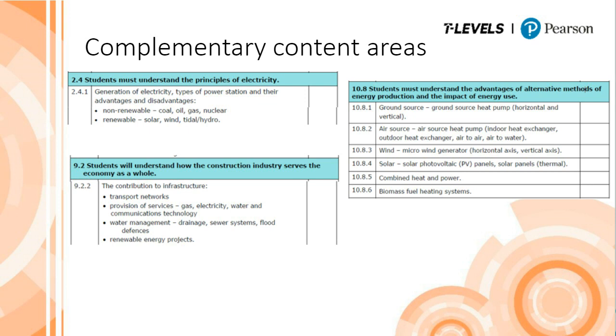There we go. 2 is science, 10 is sustainability, and 9 is construction and the built environment industry. So those 3 there, you can see straight away there are links between them. You can probably even link into health and safety there, as you're talking about electricity as well. So you've probably got 3 or 4 areas that are linked there quite easily in terms of content.